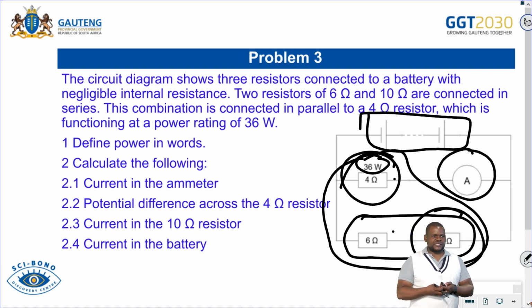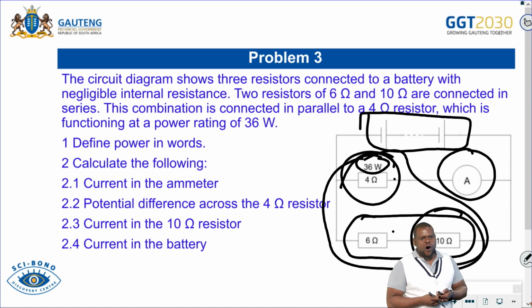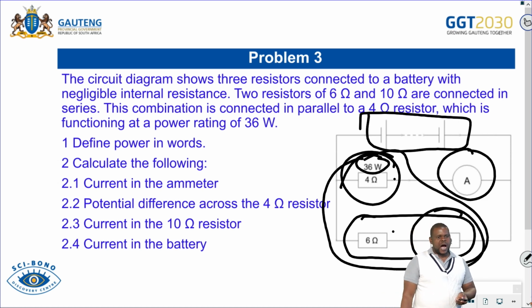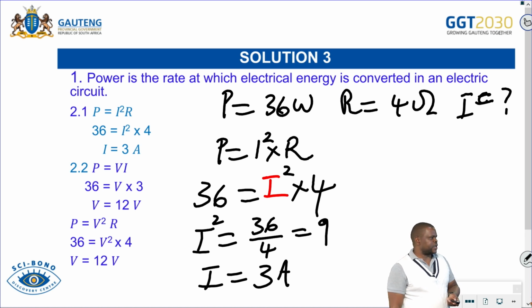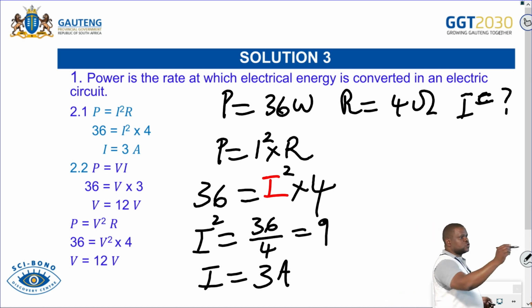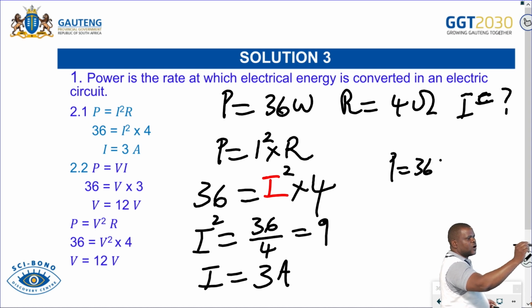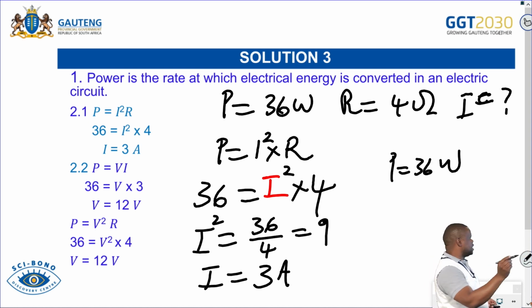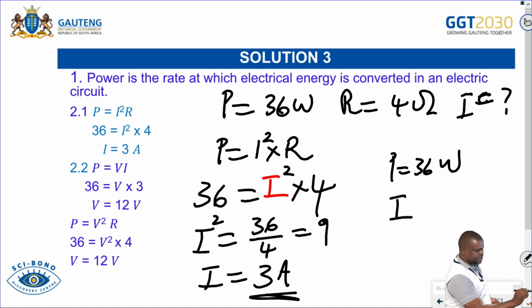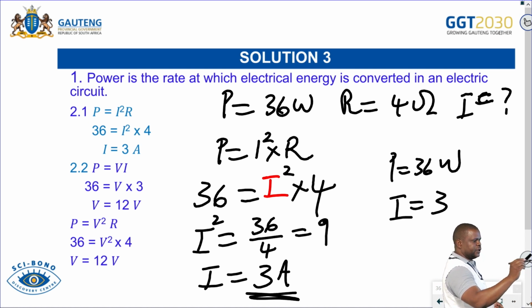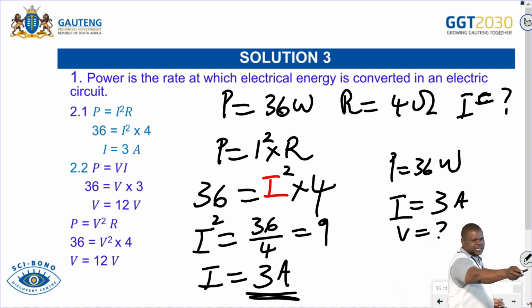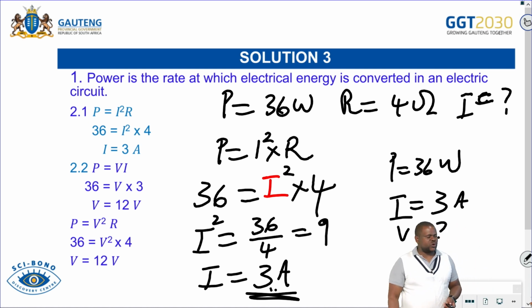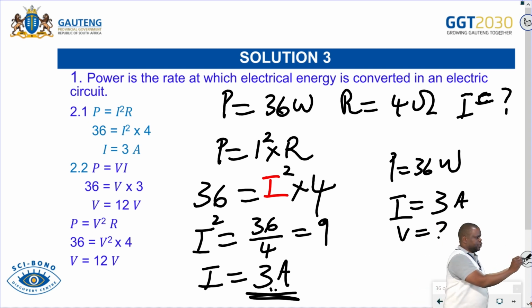Number 2.2 says, calculate the potential difference across the 4 ohm resistor. The data that we're given for that, we have power, which is 36 watt. And then we are given the current, which we calculated, which is this one. The current is equal to 3 ampere. Then we're looking for V. V is unknown. Are we together? The current, this 3 that you see here, is the one that we have calculated in 2.1. Now we are able to put in the values.